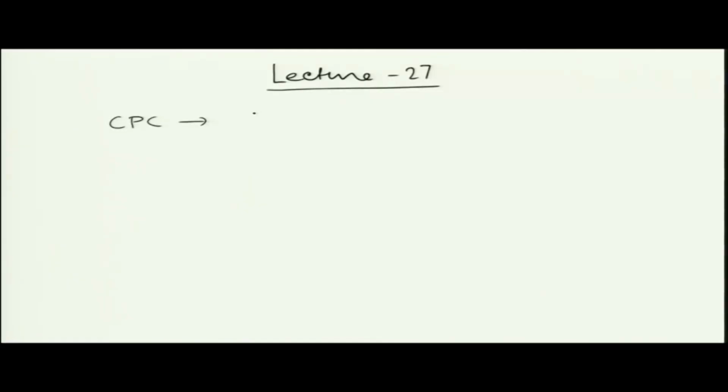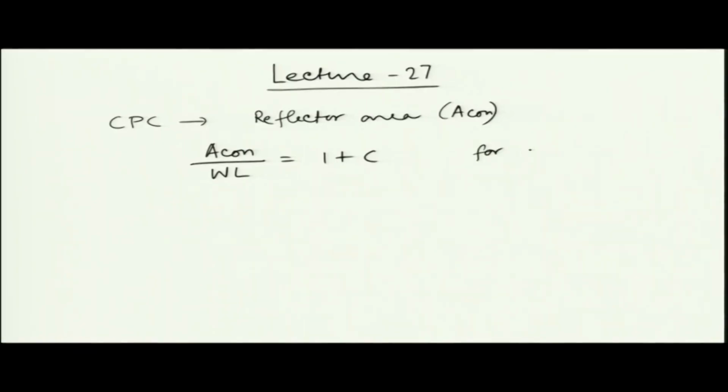Okay. So, we were looking at the compound parabolic collector or CPC, and in the last class we have derived the expression for the reflector area. So, reflector area, which is also called concentrator area, because concentration is happening here through reflection. So, this expression we ended up with, and this simple expression is valid only for small concentration ratio which is less than 3.